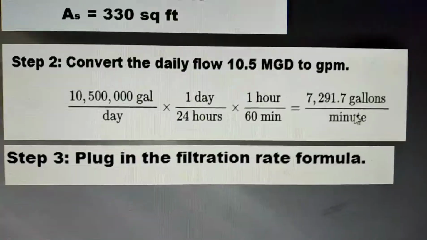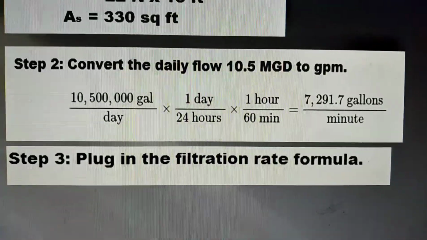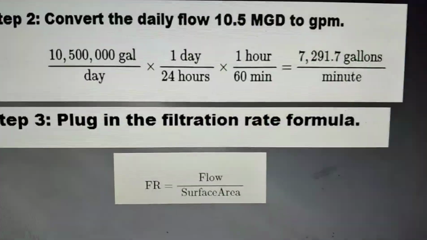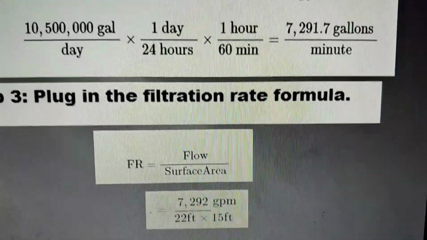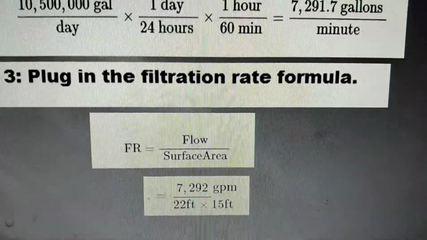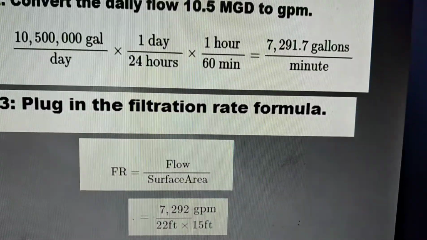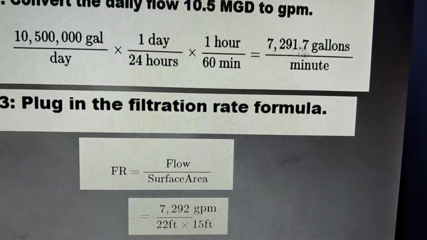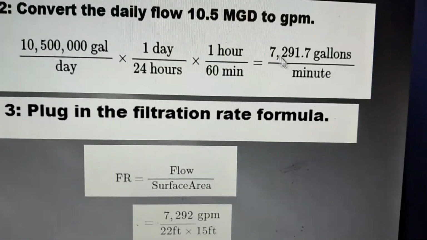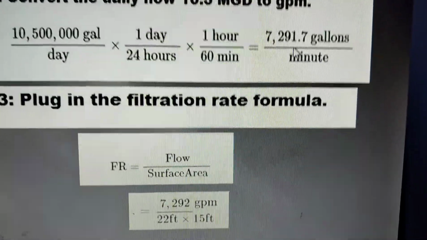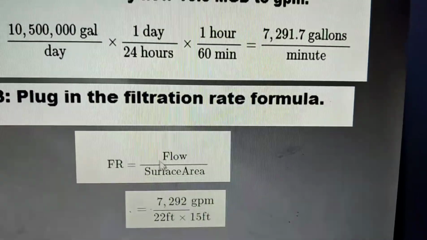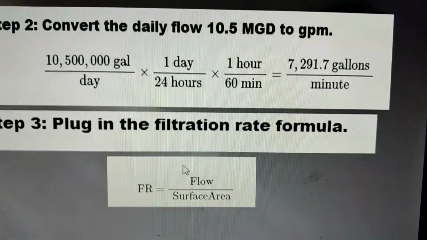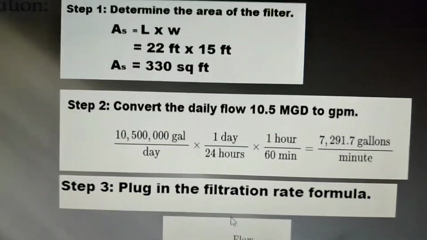And then step 3, plug in the filtration rate formula. FR is equal to flow divided by the surface area. So, flow is equal to 7,292. We rounded it to 7,292 instead of 7,291.7. Divided by the area of 22 feet by 15 feet. That's the 330 from earlier. 330 square foot.